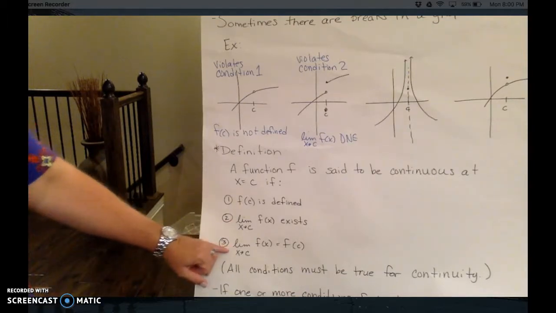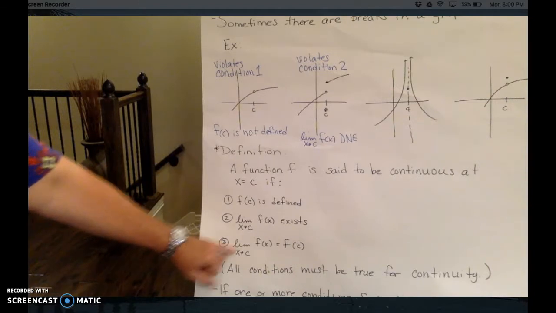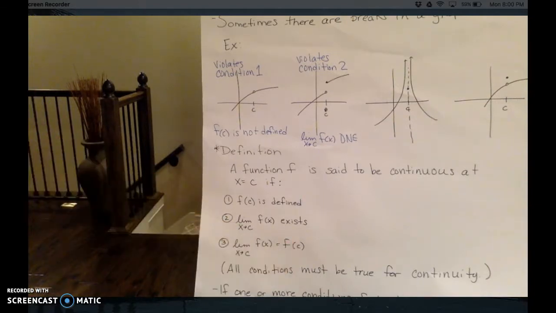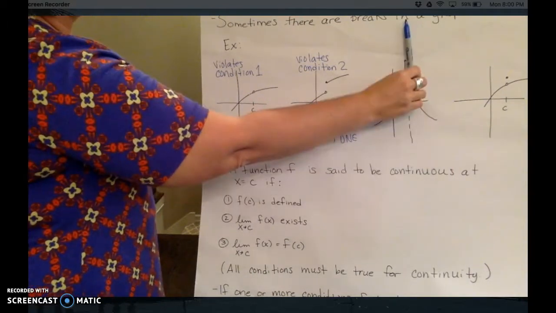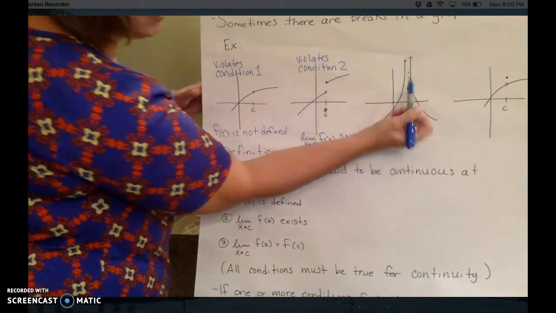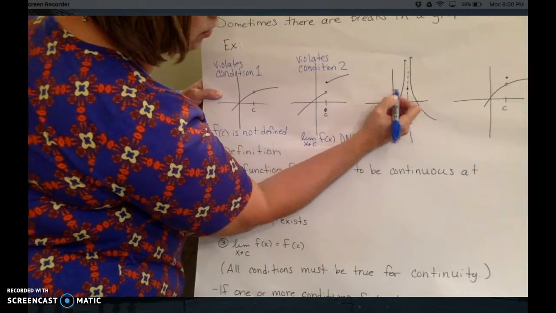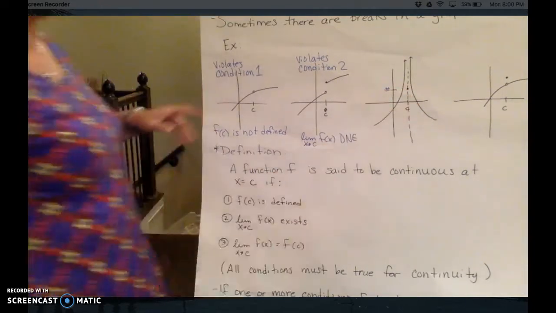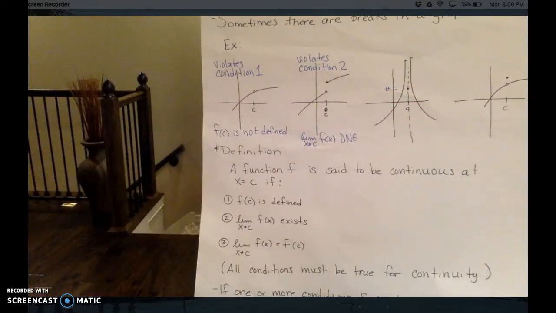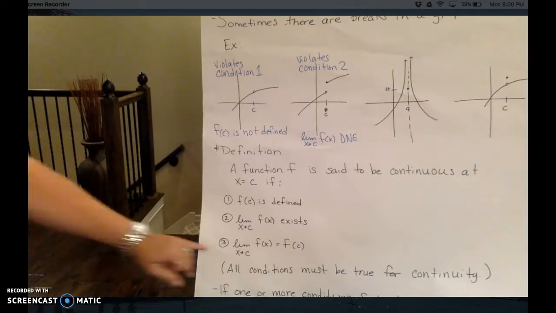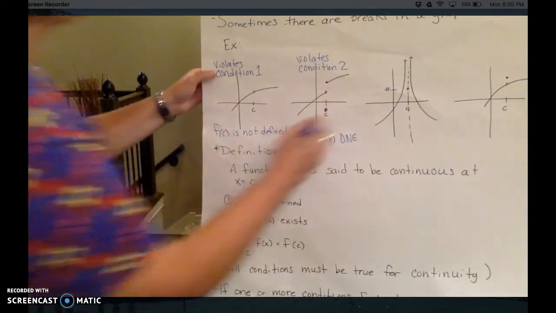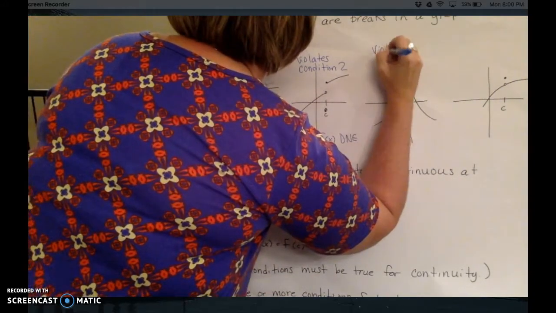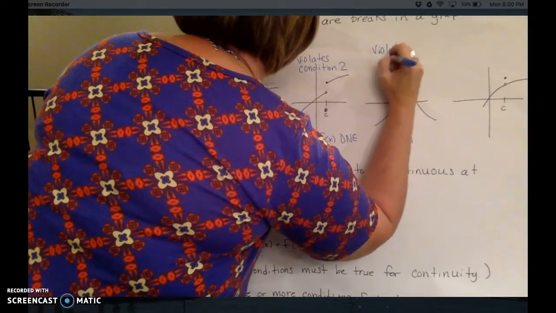Now, this wants to know, does the limit as x approaches c equal f of c? Well, the limit as x approaches c of this one is positive infinity. And f of c is some value here. We don't really know what it is, but it's some number, and it's not positive infinity. So f of c is some number. The limit is positive infinity. Therefore, they are not equal. Okay, so we'll say up here, this violates condition 3.